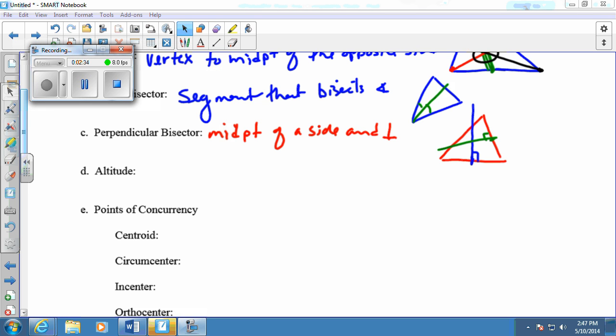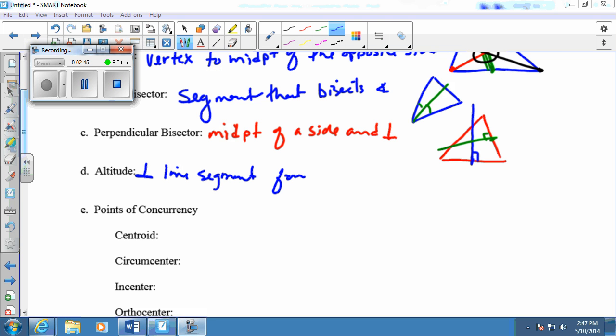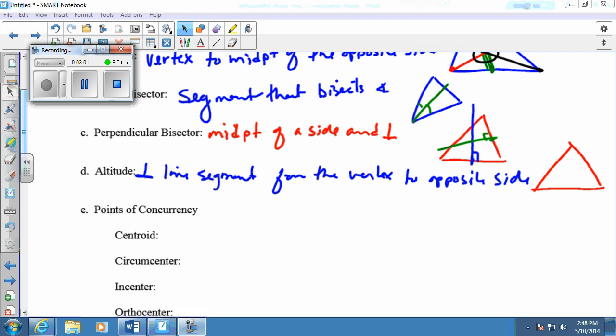An altitude. An altitude of a triangle some people call the height. And an altitude is a perpendicular line segment from the vertex to the opposite side. So let's take a look at that. If I have a triangle and I go from the vertex perpendicular, I drop this down, that would be what we call the altitude. Some people actually call it the height, but we'll refer to it as the altitude.